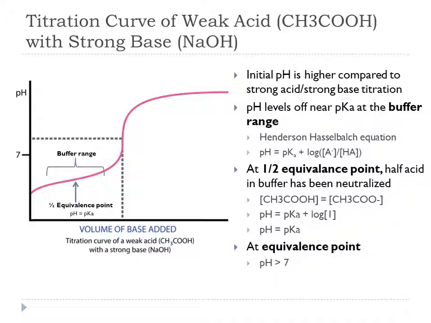As you can see at the buffer range on the graph, this is where we can use the Henderson-Hasselbalch equation to find the pH where the solution is acting as a buffer. The half equivalence point is the point when the concentration of a weak acid is equal to the concentration of its conjugate base. Therefore, pH is equal to pKa. This also means that half of the acid in the buffer has been neutralized.